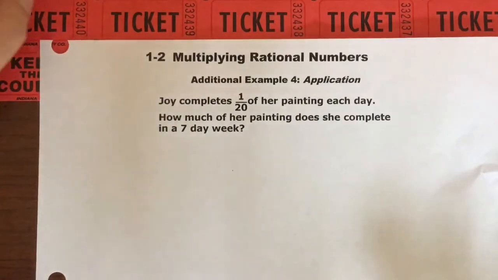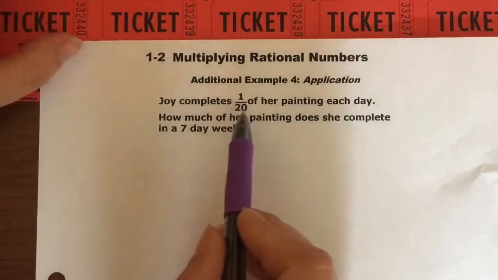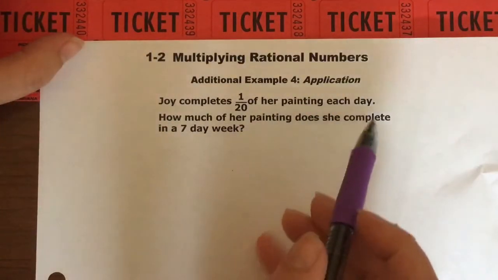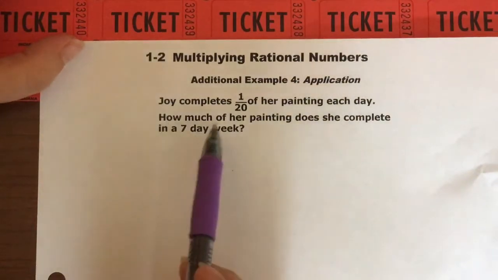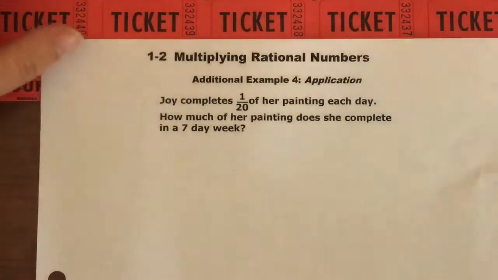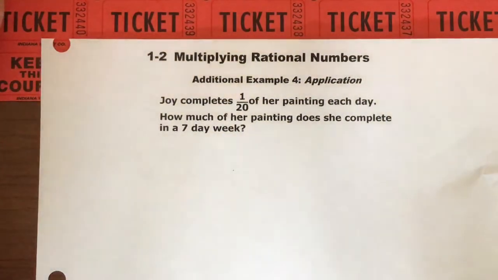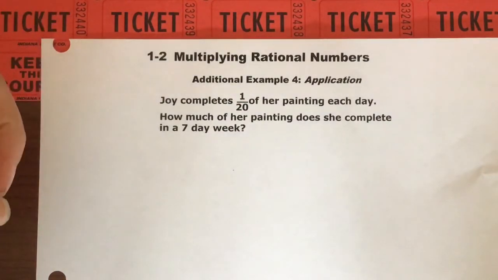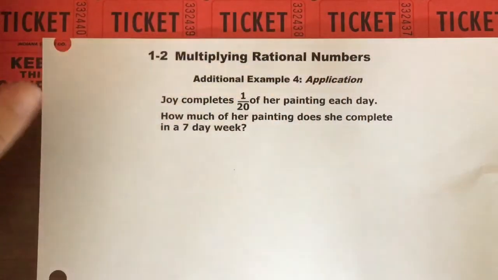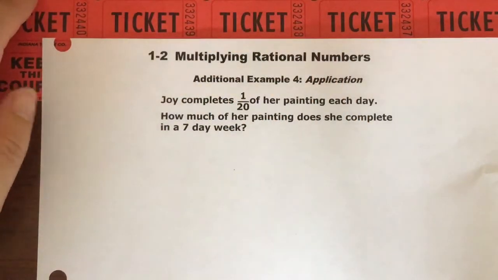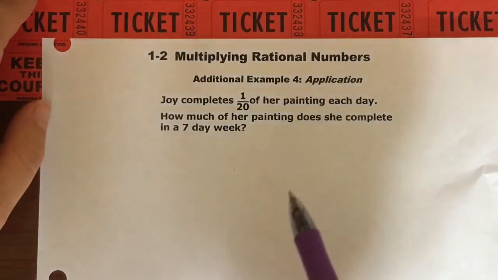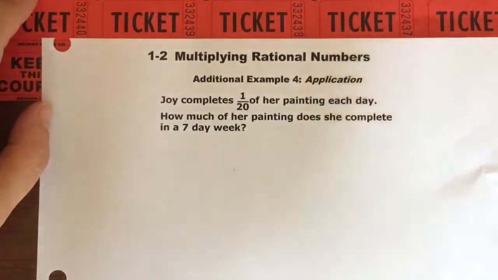Okay, so this first one. Joy, oh, I love that name. Joy completes 1/20 of her painting each day. How much of her painting does she complete in a 7-day week? So I'm basically completing 1/20 of my painting one day, and then 1/20 the next day, and then 1/20 the next day, then 1/20 the next day, and I'm doing it 1/20 7 times for each day that week.